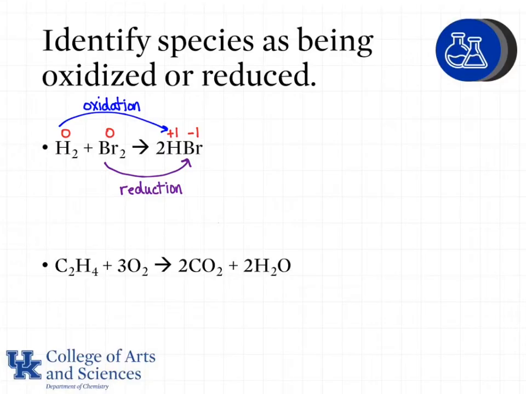Again, we need to assign oxidation numbers to every atom in a reaction. We know that hydrogen is +1. If we have +4, then the carbon total must be -4, and there are 2 of them, so the oxidation number of carbon is -2.